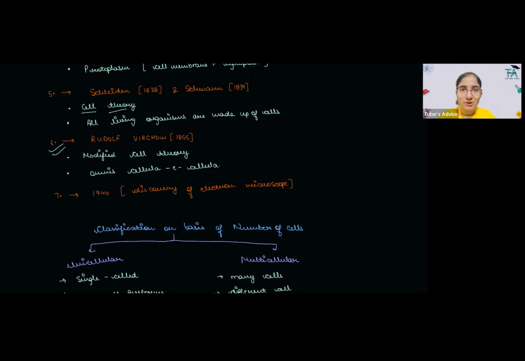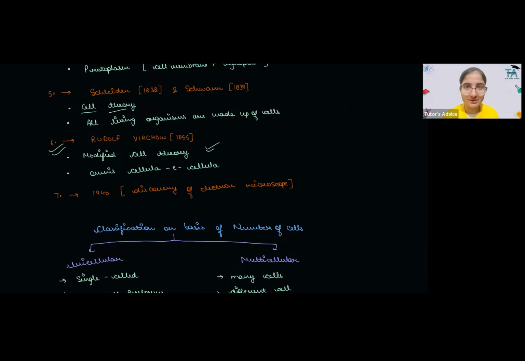What was there in the modified version? He said that cells come from pre-existing cells. Now you have the answer to your question. Who is producing cells? What is that one thing which is producing cells? Cell is producing another cell. Cell is dividing to produce another cell. So he gave this quote, omnis cellula e cellula, which means the cells are coming from pre-existing cells.